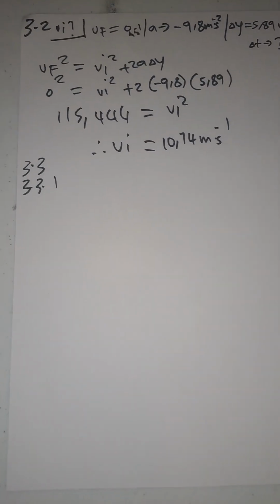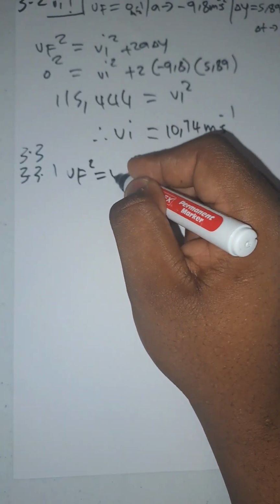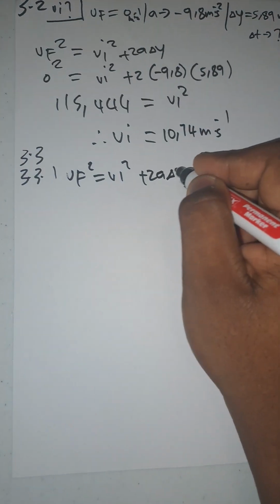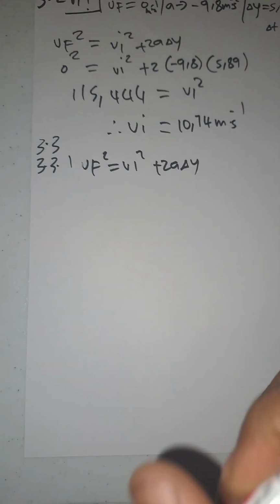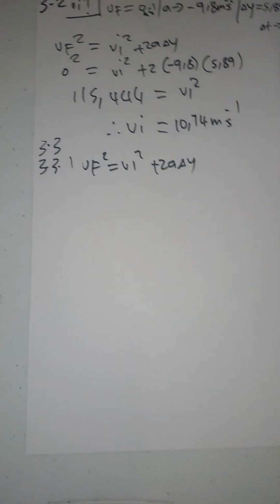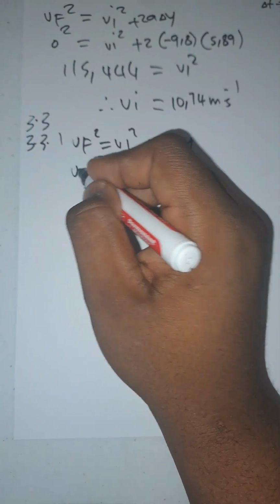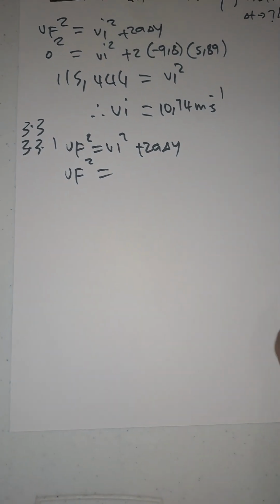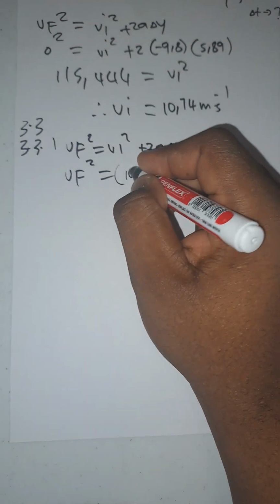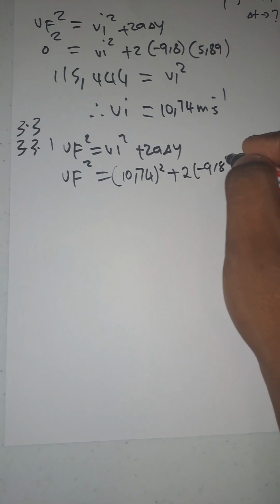Where's my paper? Here it is. So now we are going to use the very same formula: Vf squared equals Vi squared plus 2a delta y. We are going to calculate the final velocity with which the ball struck the ground when it reached this place. So we are looking for our Vf. Vf squared equals, now that I just calculated my Vi, I am allowed to say 10.74 squared plus 2 times negative 9.8.